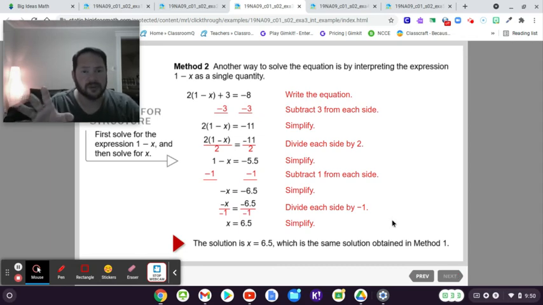So both of these methods work. One is to distribute, get rid of the parentheses first. The other is basically move stuff around until the parentheses just disappear, because that's all that's left on that side.